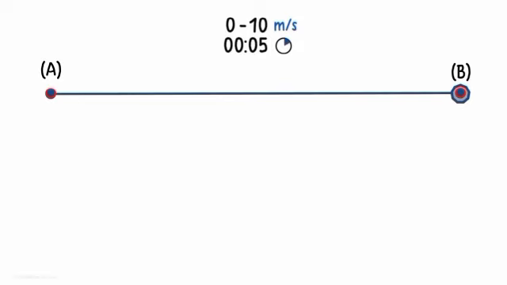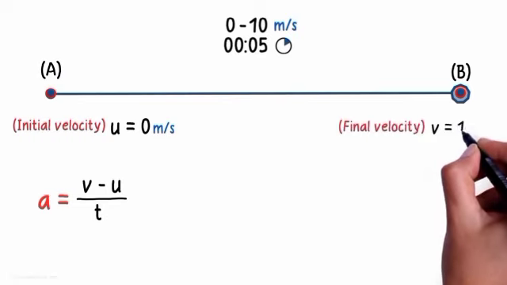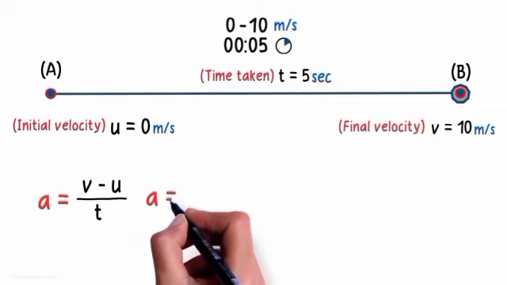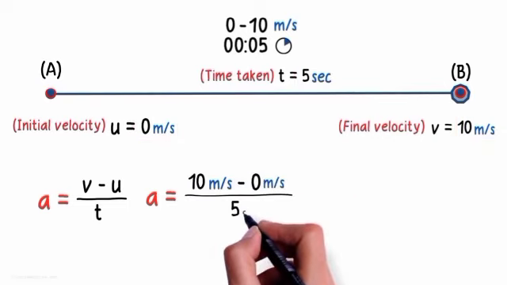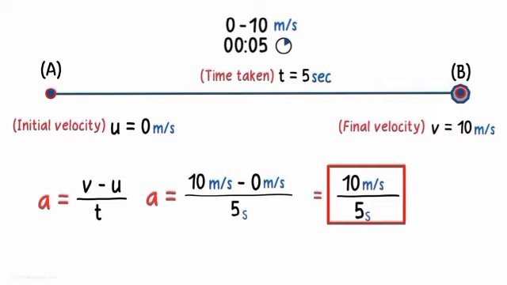Say this object is at rest initially at point A. It then travels to the right and attains the velocity of 10 meters per second in 5 seconds. What will be the acceleration here at point B? We can look at the formula to get the answer. The initial velocity u is 0 meters per second as the object is stationary. The final velocity v is 10 meters per second and the time taken is 5 seconds. Hence, the acceleration a will be equal to (10 meters per second minus 0 meters per second) divided by 5 seconds. So, this will be equal to 10 meters per second divided by 5 seconds. 10 over 5 is 2.